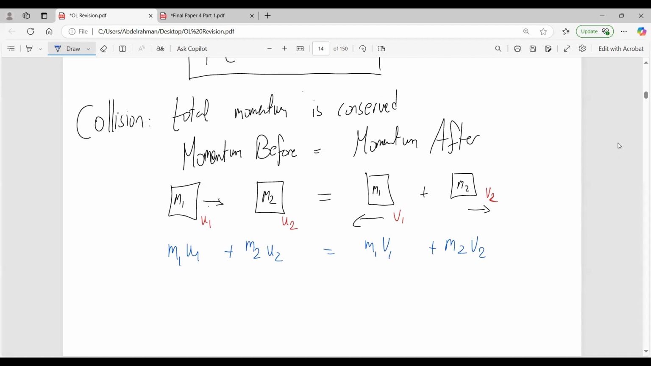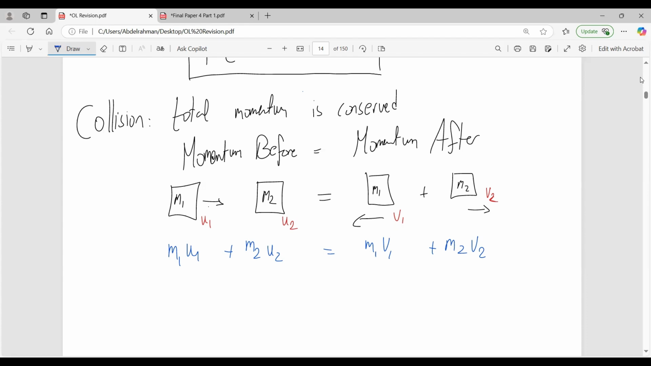You just need to write down each number you have in the question. You have to write down the givens. Sometimes the givens are written in a way in which, for example, V is U, or V1 is U1, or V2 is U2, whatever. So you need to carefully read each question and figure out what exact givens you have. So m1 u1 plus m2 u2 equals m1 v1 plus m2 v2, before and after.